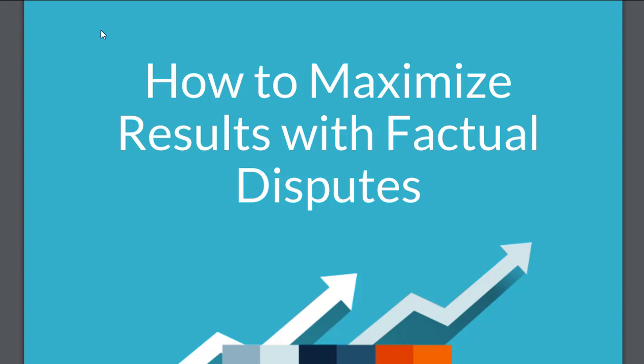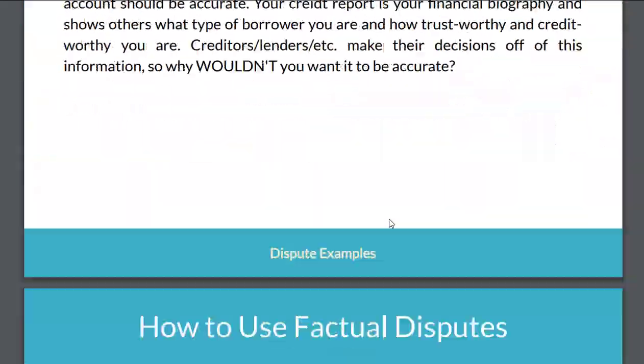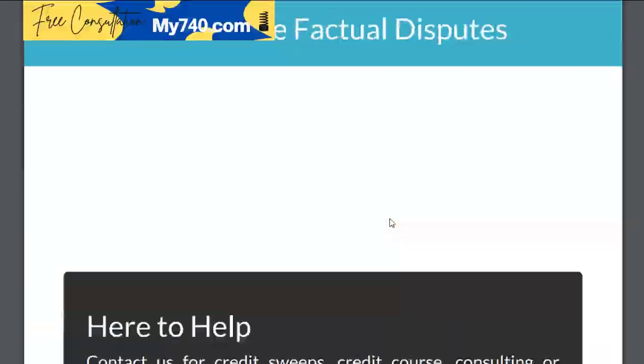It's time for you to sit down, get that pen, get that paper, and take some notes, because tonight we're talking about how to maximize results with factual disputes. Yes, this is for credit sweeps. There should be no templates, no online disputes, no phone disputes, no jumping straight to the CFPB. If you want to permanently, as quickly as possible, remove your negative items from your credit report, then that is exactly what we are about to jump into starting right now.